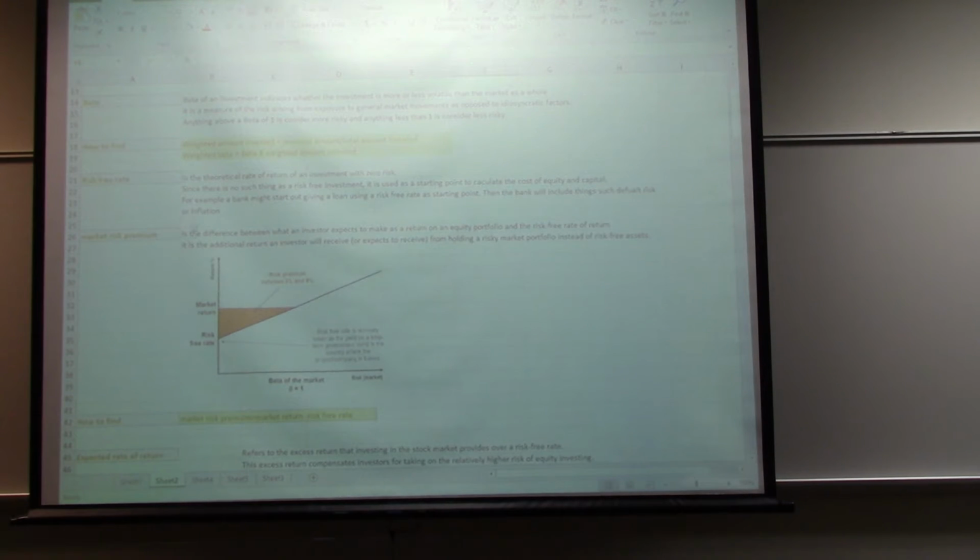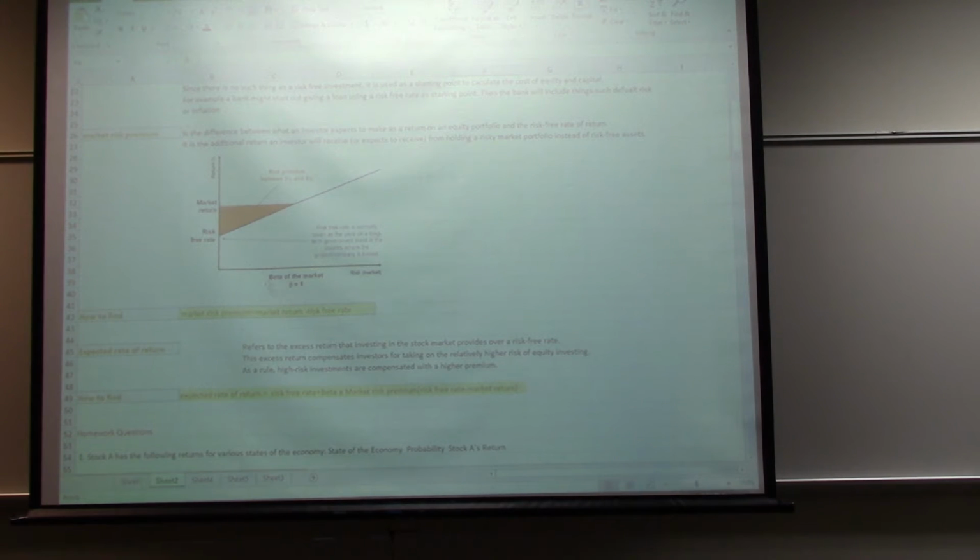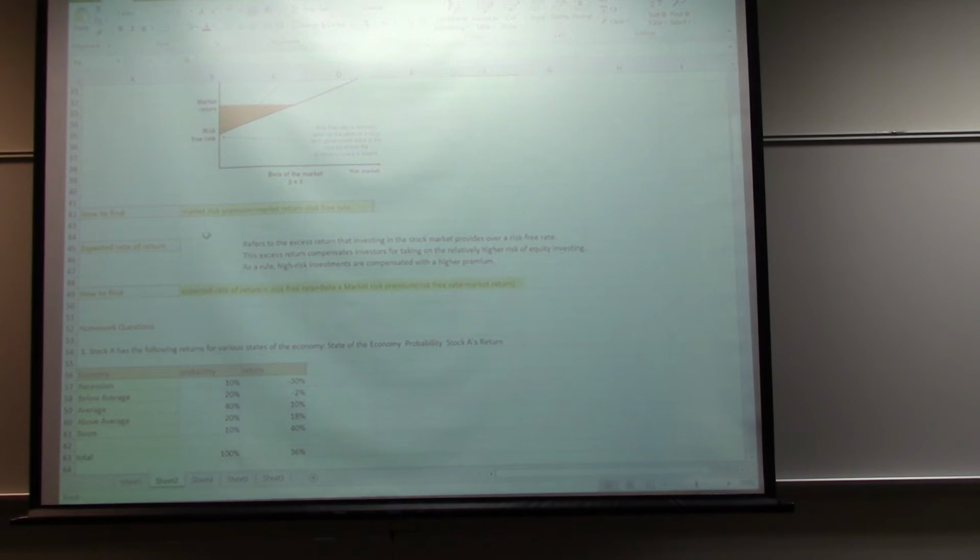All right, market risk premium is the difference between what an investor expects to make as a return on equity on a portfolio and the risk-free rate of return. It is the additional return an investor will receive from holding a risky market portfolio instead of a risk-free asset. I have a diagram here to explain it a bit. As the beta of the market gets more risky, your return ends up getting higher. And then your market risk premium is the difference between these two. But also keep in mind that if something happens in the market that makes it go down, the more risk you have, the more chance your investment goes negative as well. And to find that, market risk premium is your market return minus your risk-free rate.